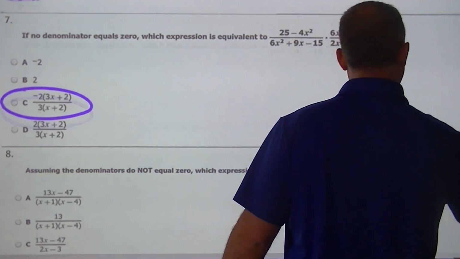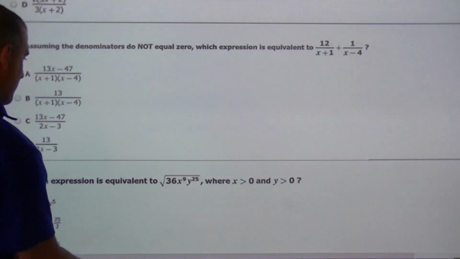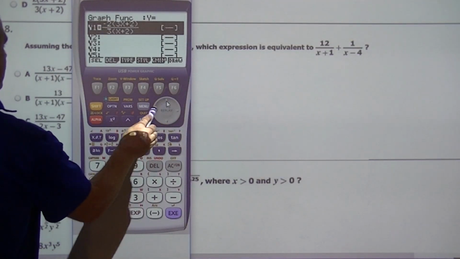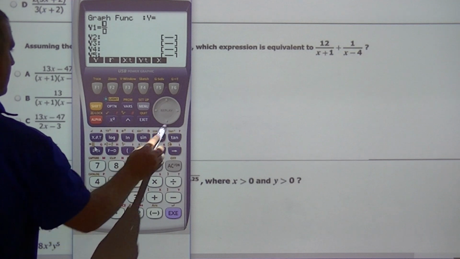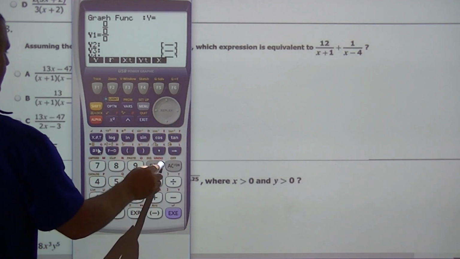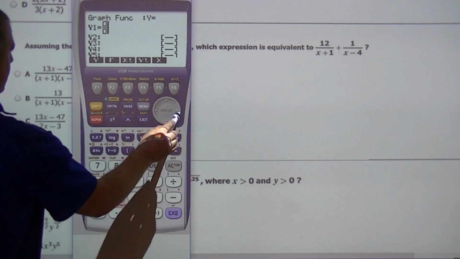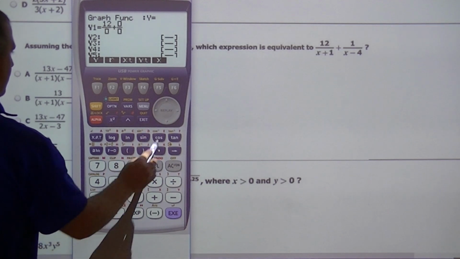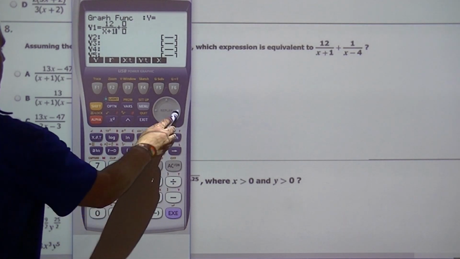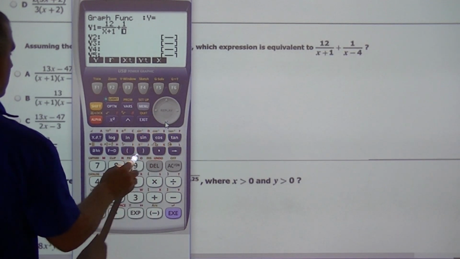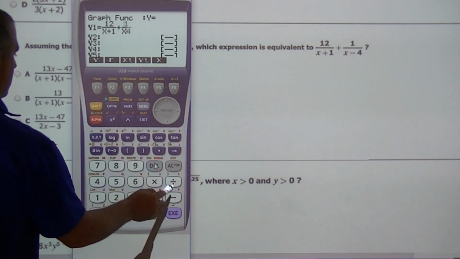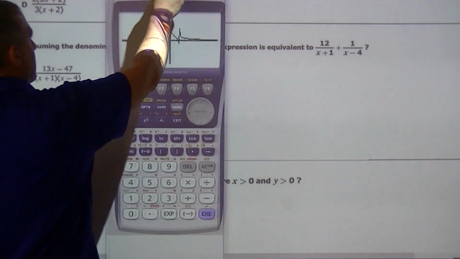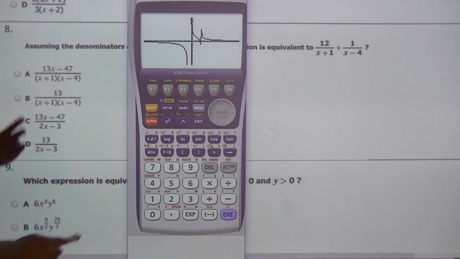Okay, once again, the rational here, I'm gonna compare that. All right, so I'd go back, parenthesis, plus parenthesis, or fraction button, sorry, fraction button plus fraction button, 12 x plus 1, 1 over x minus 4. Okay, and so that's what that one looks like. All right, so what I got to figure out is which one looks similar to that.